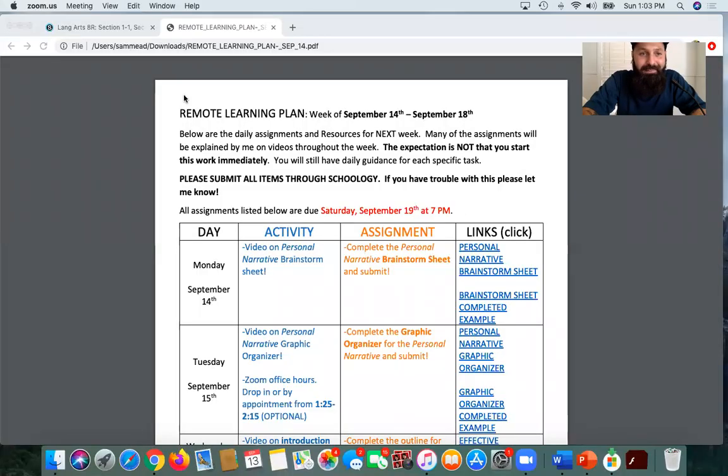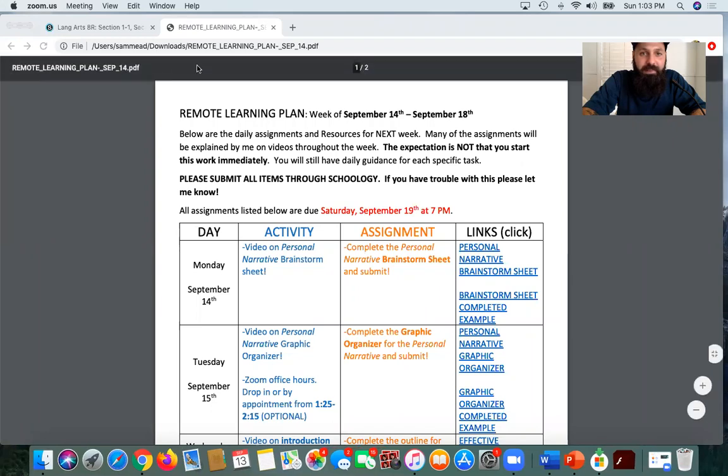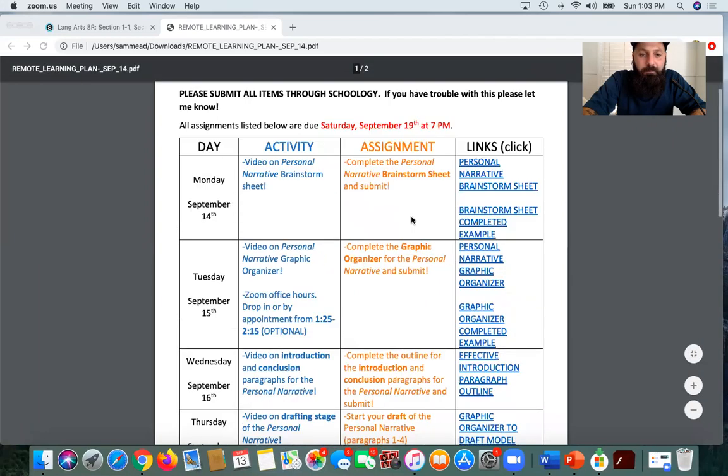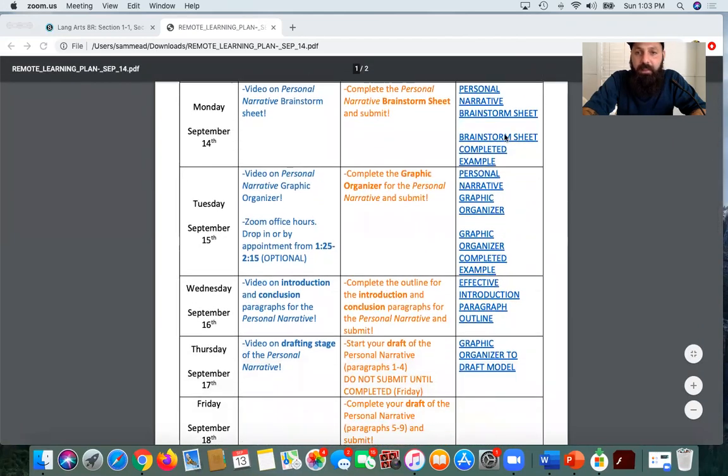Today we are moving right along with our personal narratives. Okay, so here we are. Yesterday, we talked about the brainstorm sheet. Hopefully, you got that done, and you're ready for step 2.